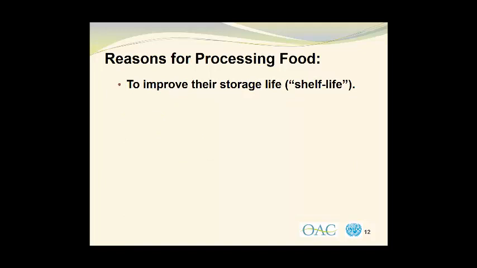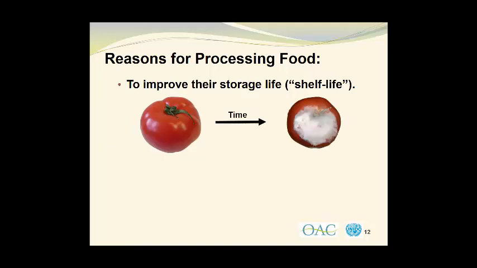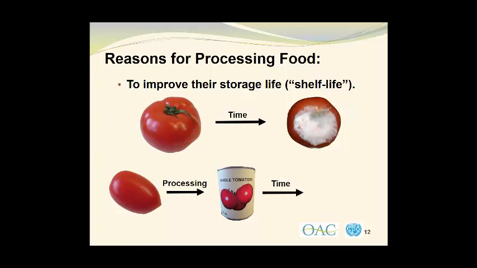Of course, we want to improve the storage life of these materials, which we also refer to as shelf life. Let's consider this tomato, which over time can go moldy and be rendered inedible. However, if we take something like this Roma tomato, we can process it in a canning operation and have a high-quality product even several years later.